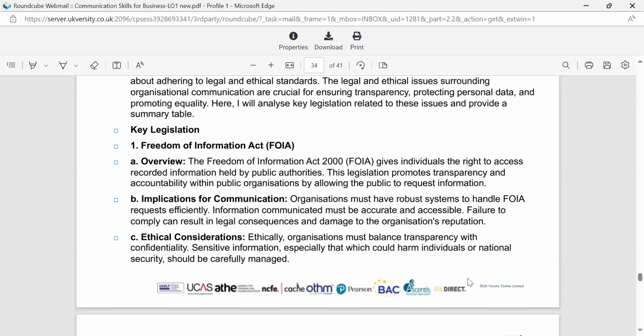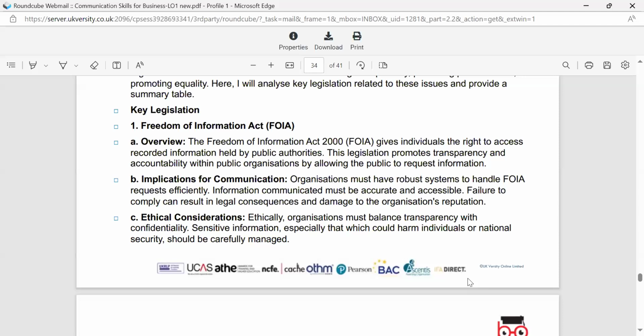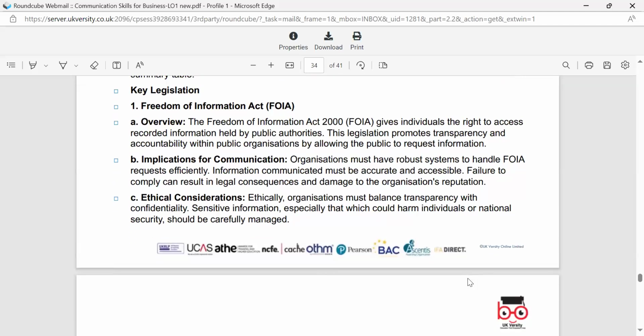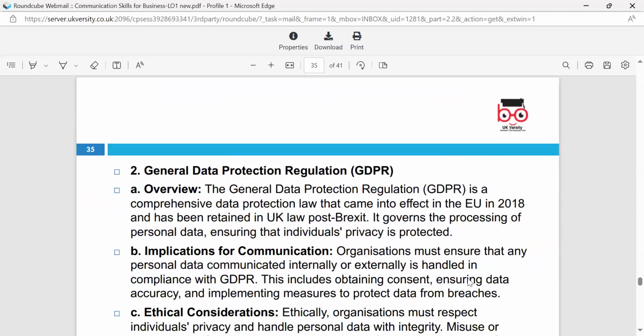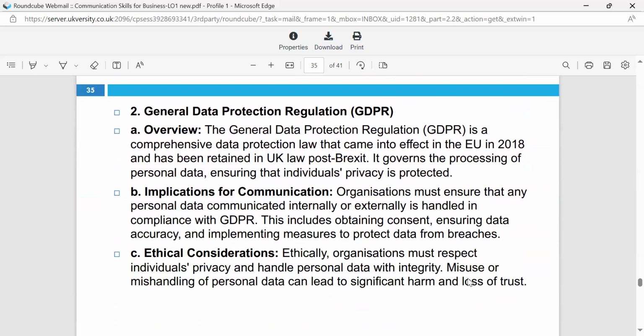And there are elements that organisations need to take into account when looking at implications for communication through this Information Act and ethical considerations. General Data Protection Regulation, GDPR, which is really important for any business or organisation. Businesses store information about people inside their organisation. The regulation protects the information held about other people from being misused, and it must be obtained fairly and lawfully. It's used only for the purposes stated during collection.